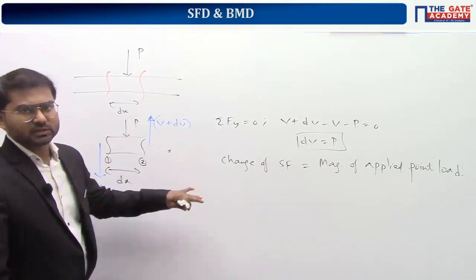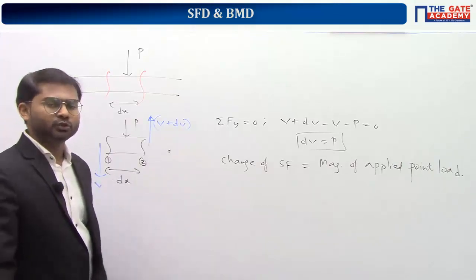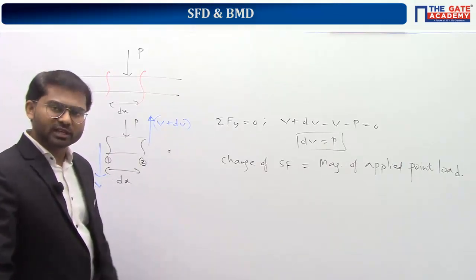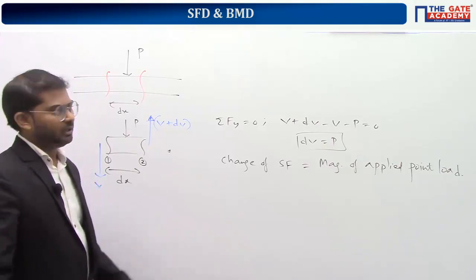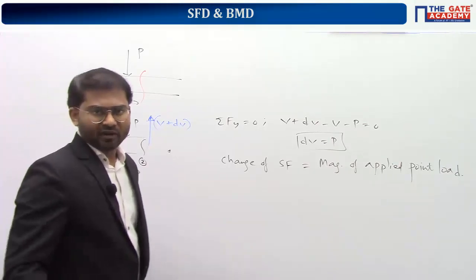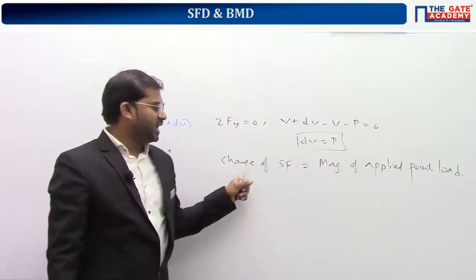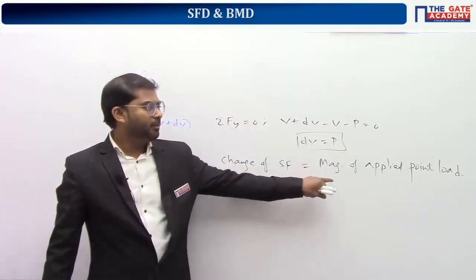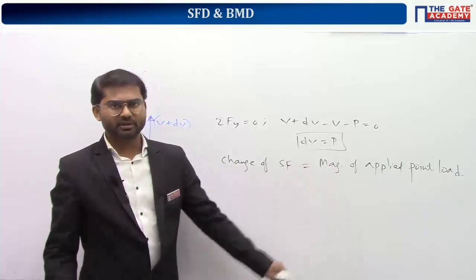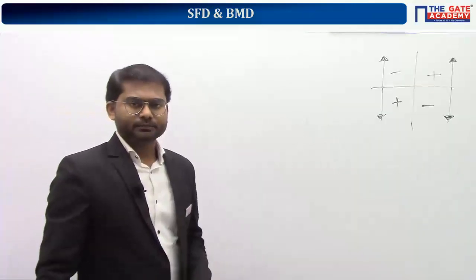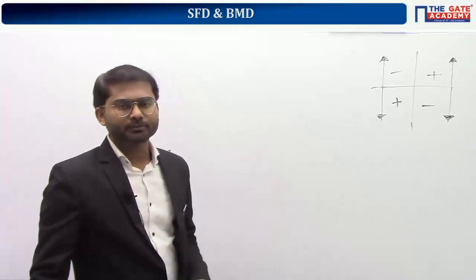So based upon this, we're going to build the shortcut. It can help you to draw the shear force diagram very fast if there are only point loads acting on the beam. Kindly copy this. After this, I'll explain the shortcut. So just remember the result, that change of shear force is equal to magnitude of applied point load. Okay, just remember that. First listen here. I'll give you the statement. You can copy from the board.